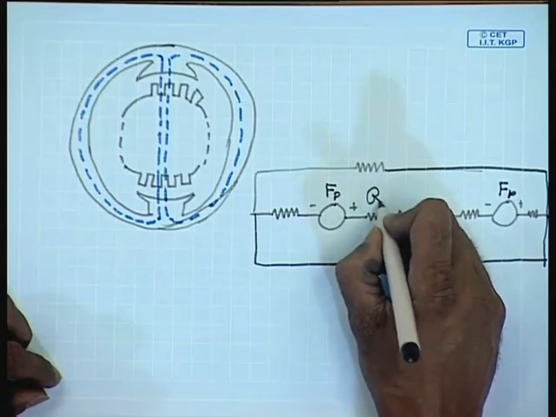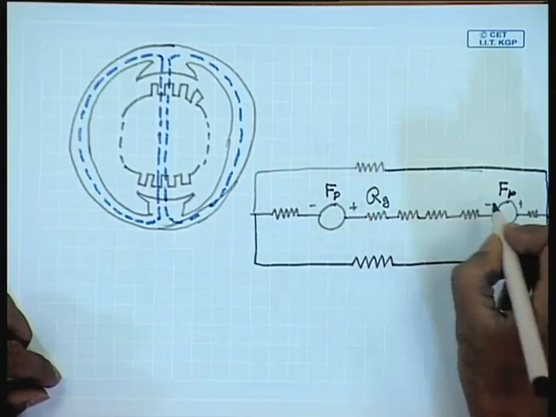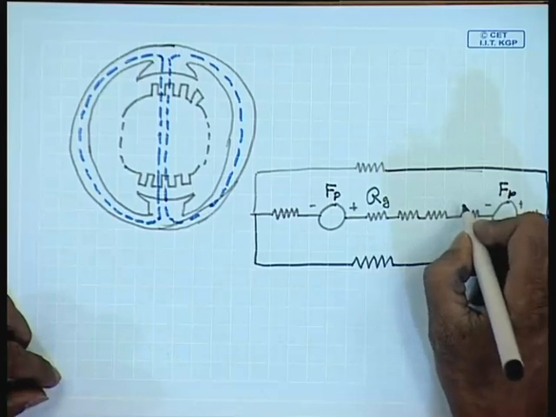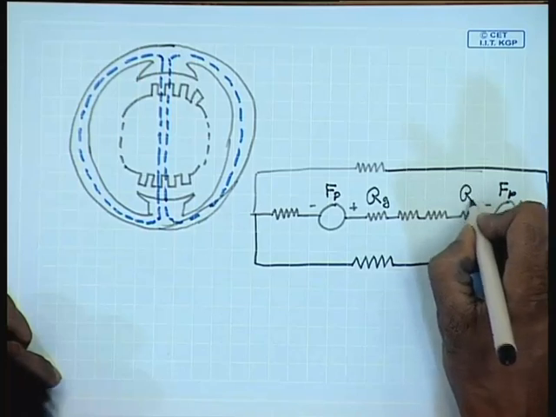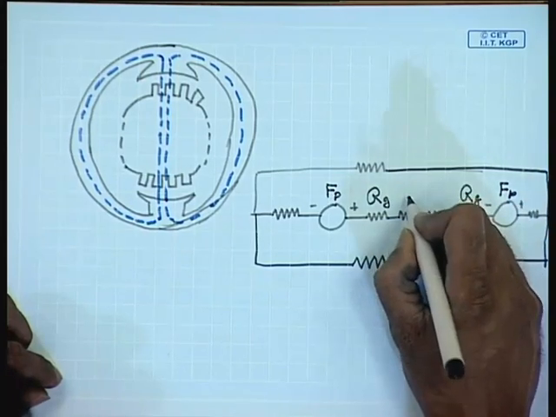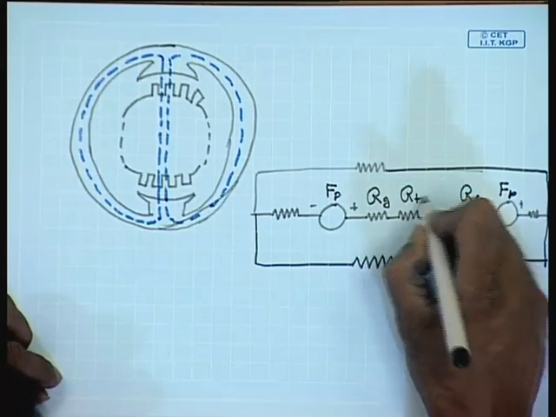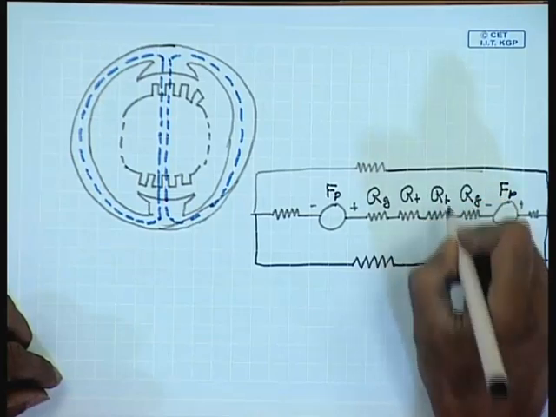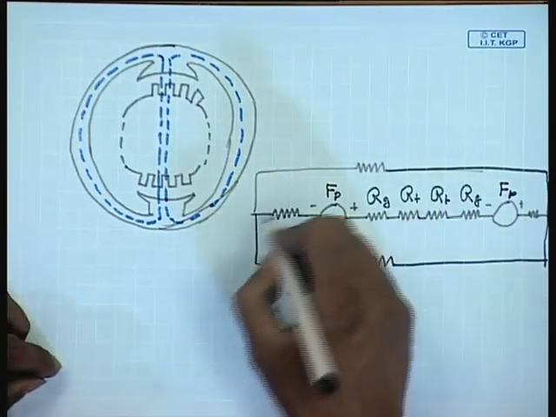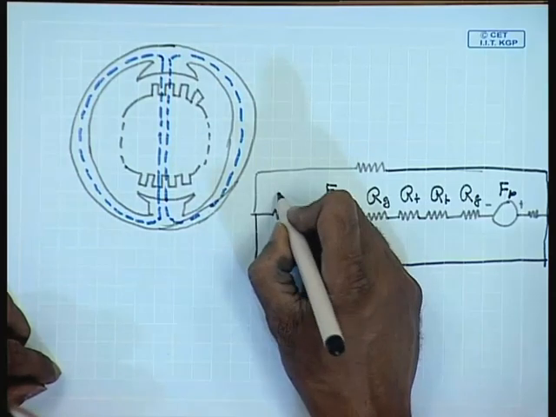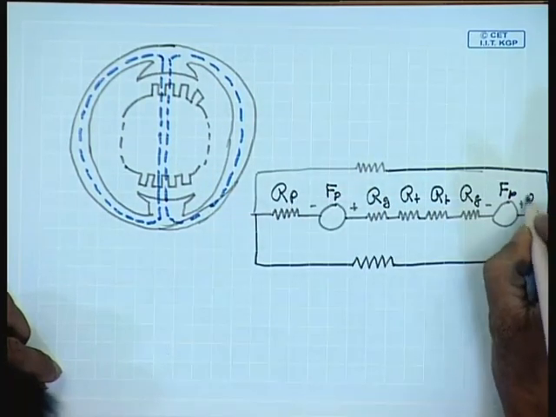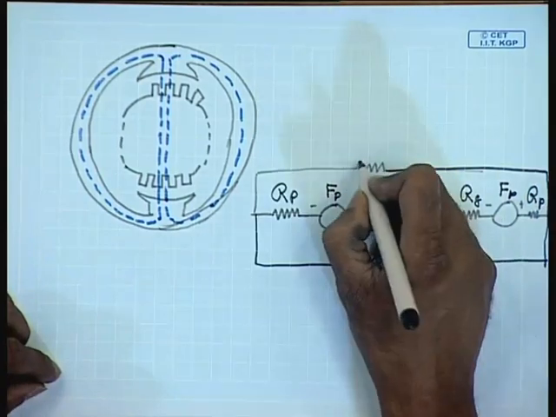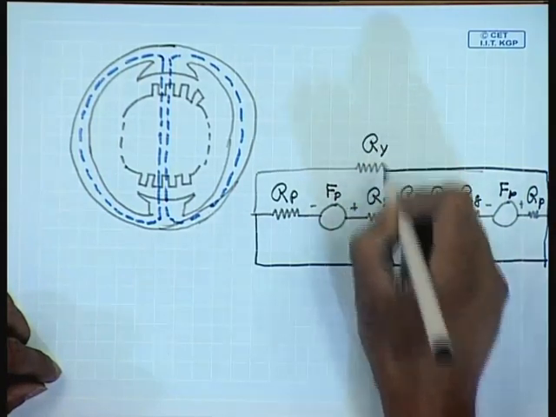This is the reluctance of the first air gap. This is the reluctance of the second air gap. These are the reluctances of the armature teeth. This is the reluctance of the pole body, and these are the reluctances of the stator core.